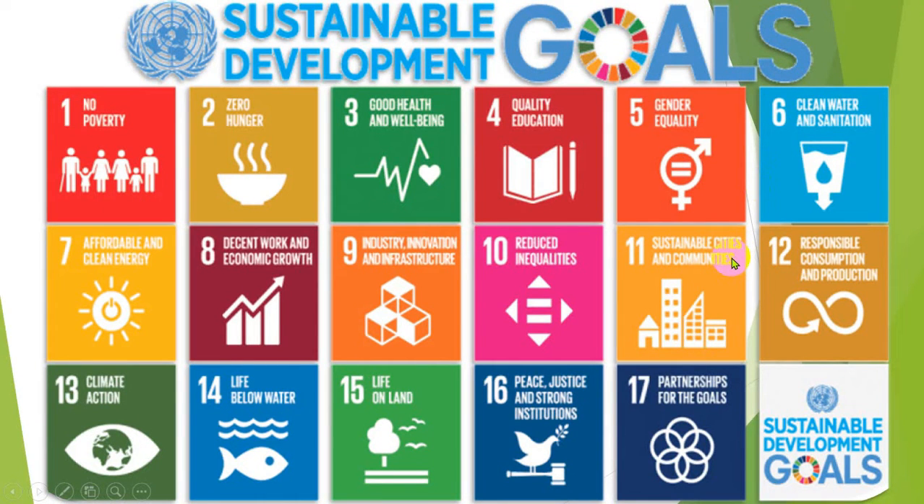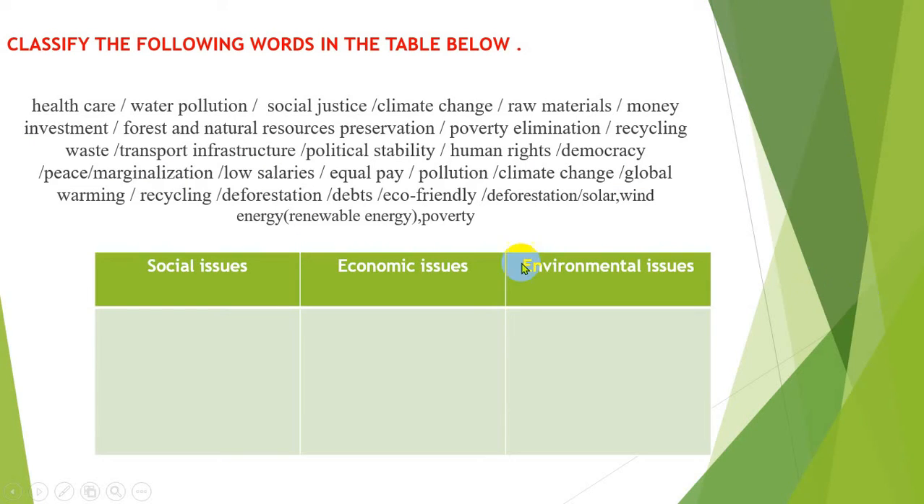Well, as you can see, so these are the sustainable development goals. So try to think which ones are the most important for development. Take your time again. Now we move to another exercise. So here we have some issues that are related to what is social, what is economic, and what is environmental. Try to put each one in the right column. Good luck.